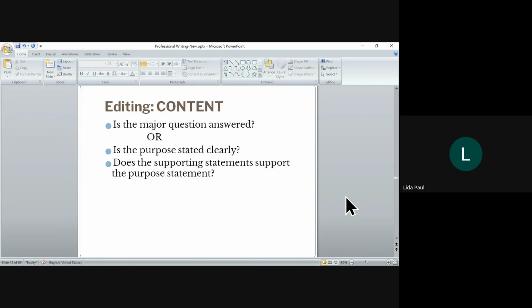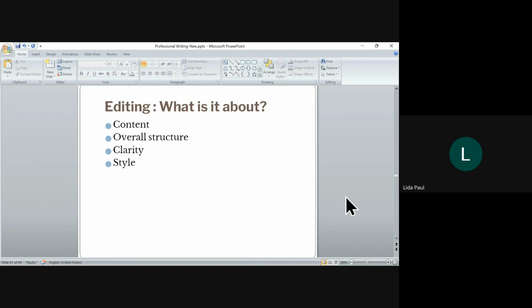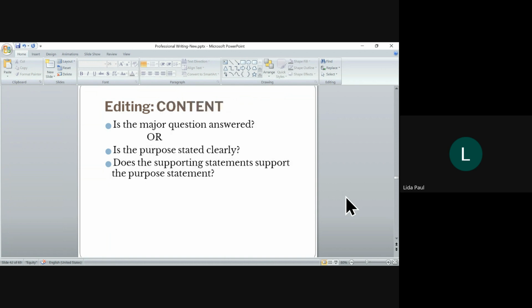Now, what do we mean by editing the content? So these are the 4 things: content, overall structure, clarity, and style is what you basically edit your work for. Now, what do we mean by editing something for the content? If you're editing your work for content, what are some of the questions you will ask yourself? These questions on the screen are in connection with the professional email. This is not for all other work. Since we are discussing emails, I've put together the questions required for editing the content of an email, right?